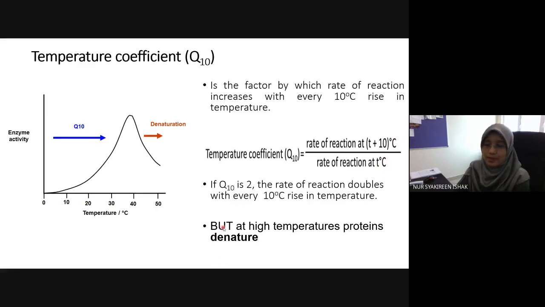But at high temperature, it causes the protein to be denatured. Sebab apa? As you increase the temperature, it causes the molecules to have high kinetic energy and causes the enzyme to vibrate violently or vigorously, and breaks the bonds within the enzyme molecule and causes the molecule to lose its functional shape.